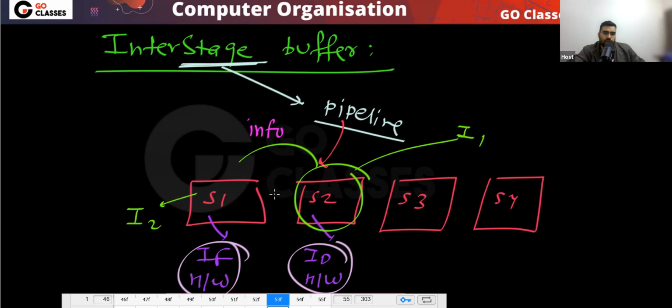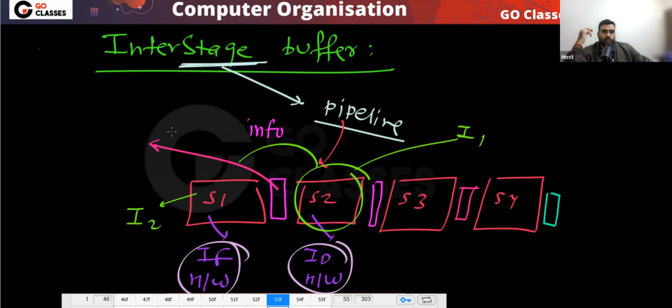So the best thing is, you can use some registers. In these registers you can put all the information that is needed by S2 from S1. Are you getting my point? These are the inter-stage registers. Whatever information you want from S1, that information is available here, so that S2 can use it.